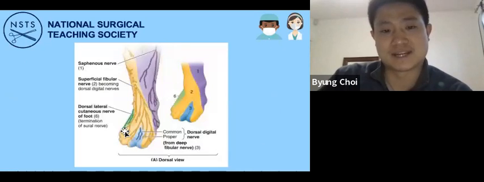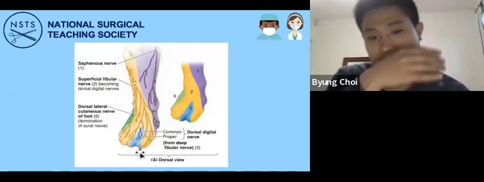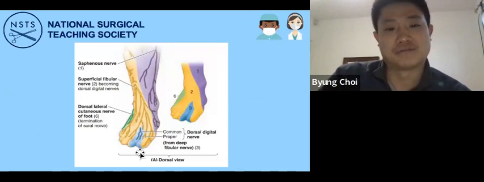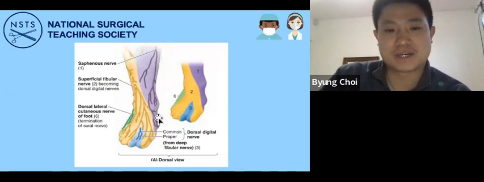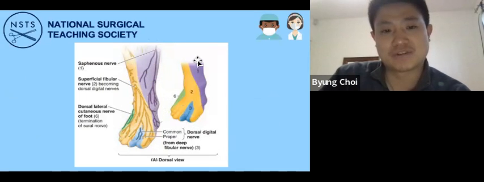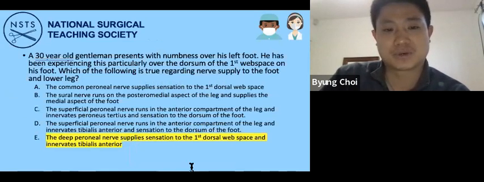And you can see from this diagram here, in this web space, in the blue between, that is the area supplied by the deep peroneal nerve, and the superficial peroneal nerve coming down here in yellow supplies the rest of the dorsum of the foot. Okay, the saphenous nerve supplies the medial aspect, and more posterolaterally you'll have the sural nerve. Okay, so deep peroneal nerve.